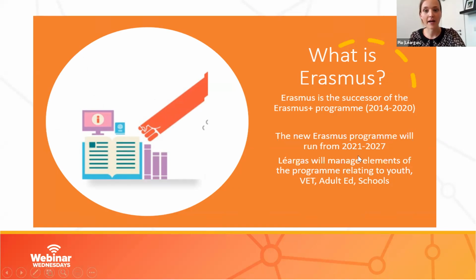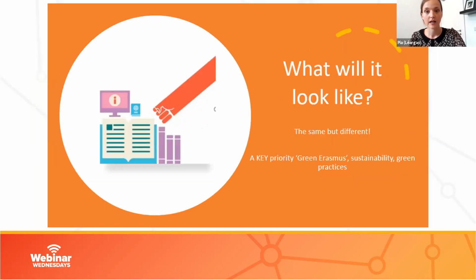So the new Erasmus program, like I said, starts next year, and it'll be the successor program of the current Erasmus Plus program. So everybody who spoke today is involved in the current program. And like I mentioned, it will run for 7 years. Lergus is the national agency who manages certain elements of the program, and that includes any projects that run in the youth field, in vocational education and training, in adult education and schools.